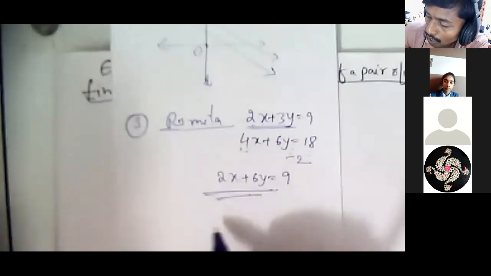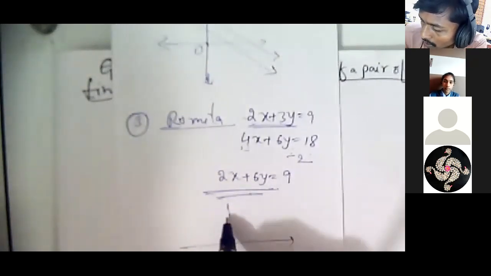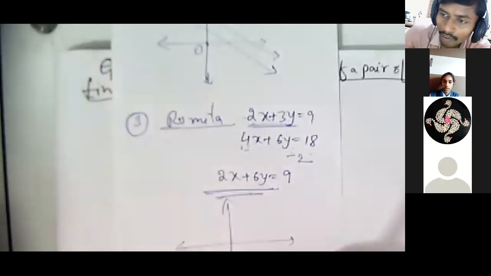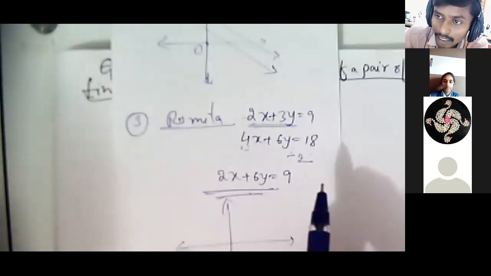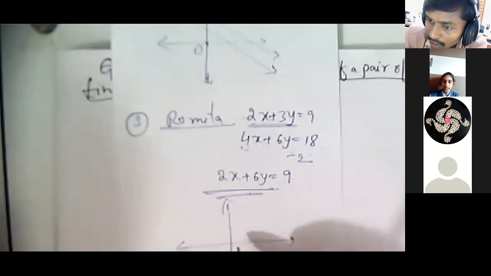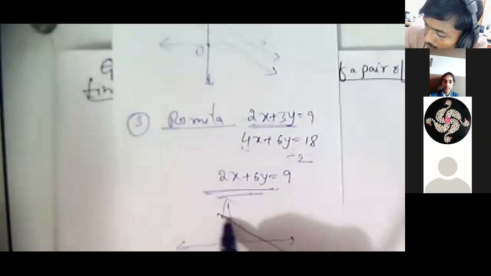Therefore, how did we plot the graph for these equations? What type of graph did we get? Collinear. Yes, coinciding. Yes, sir, we got coinciding lines.